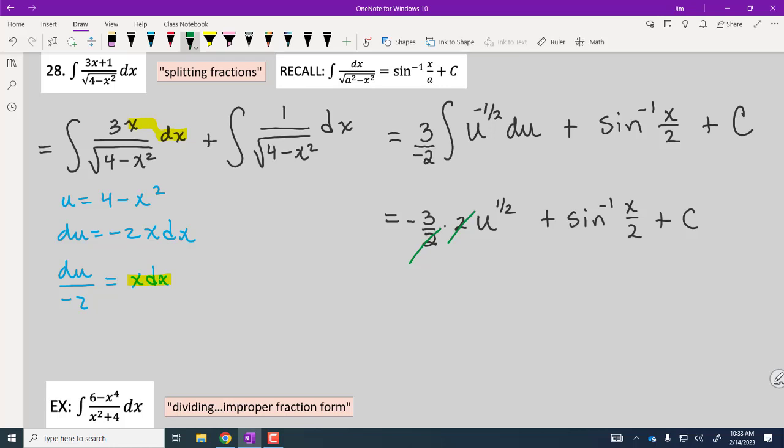Back substitute. So we've got our u expression here. We want to get back to the original letter. The original letter was an x, the original variable. So we have negative 3. We're going to put that inside the square root. If you don't want to write this, you could write this as a half if you want. Does not matter. And that would be our final answer.